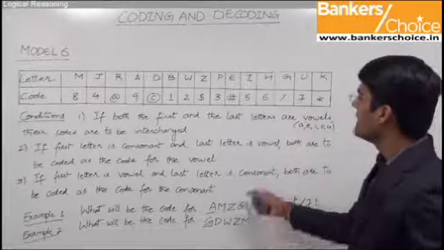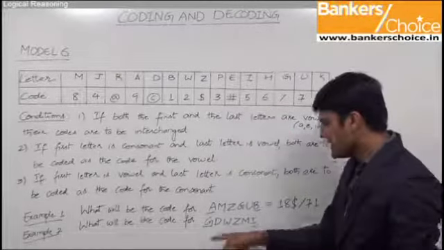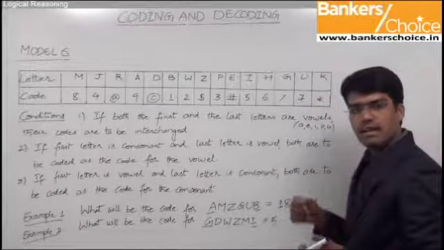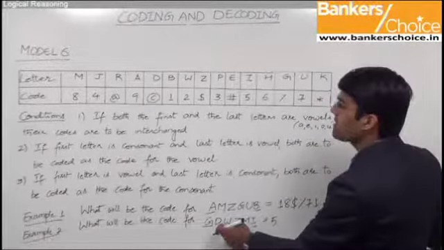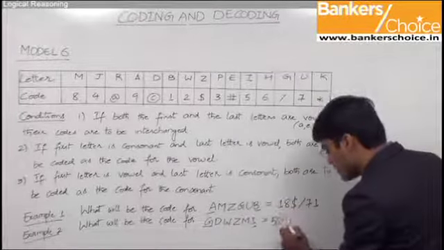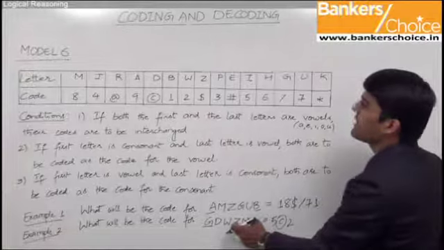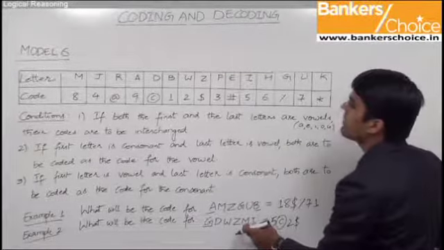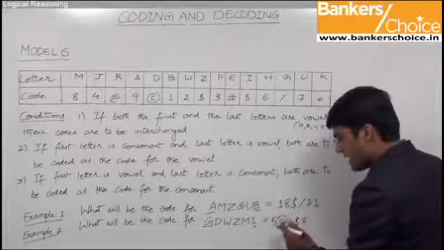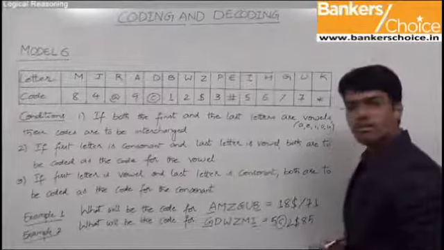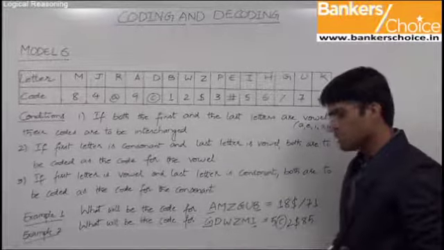The code for I is 5. So G can be taken as 5. Remaining letters as it is as given in the table. So D is coded as copyright, W is coded as 2, Z is coded as $, M is to be coded as 8, and again I should be coded as 5. So this is the answer for the word GDWZMI.